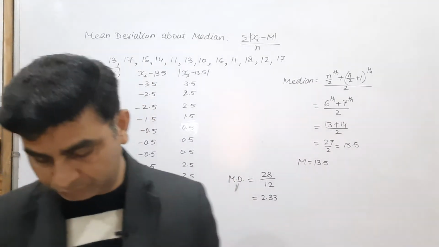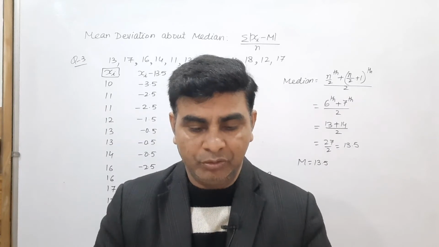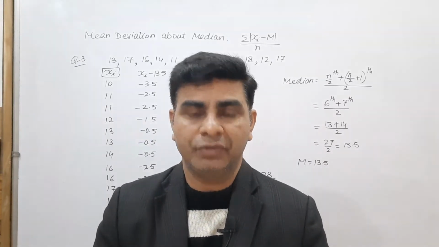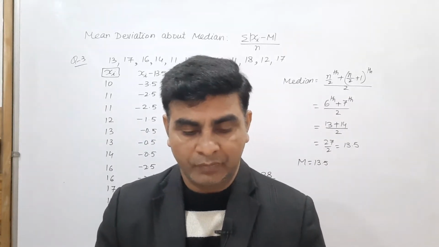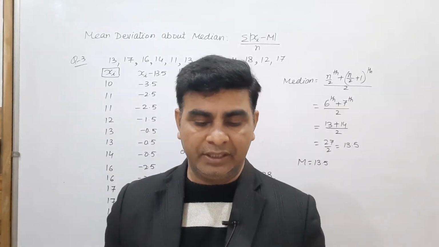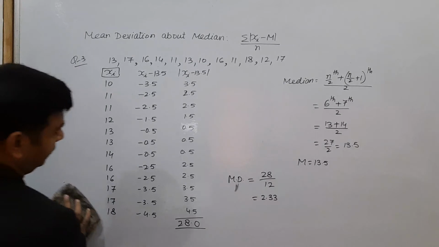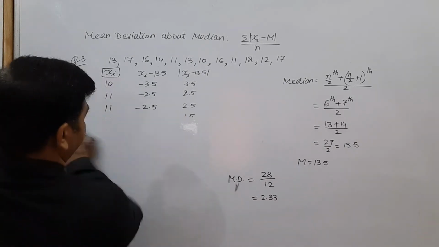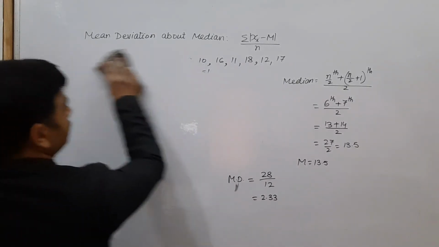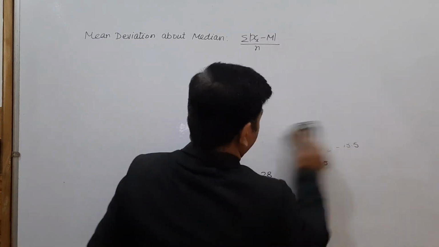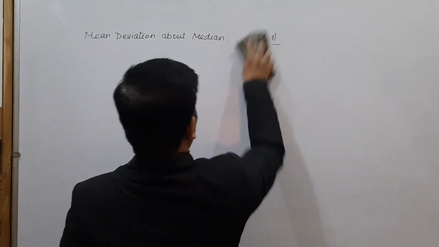So this is the mean deviation about median in case when the ungrouped data is given to you. So dear friends, let me do one question which is from grouped data also. Let me do question number 5 and then I will do question number 7 also. Let's see question number 5, in which we need to find the mean deviation about mean.